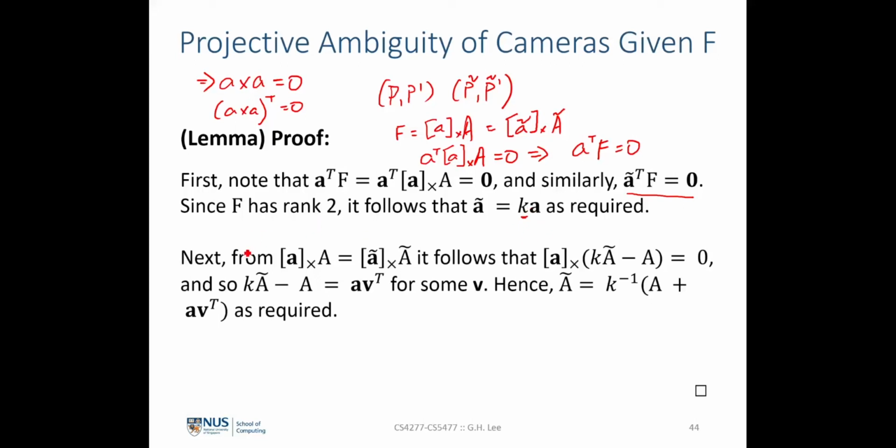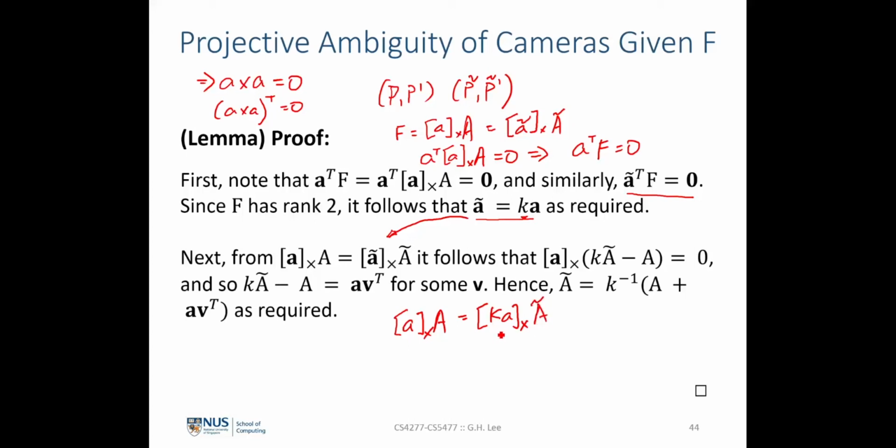Next, since the fundamental matrices obtained from the two pairs of camera matrices are equal, we can write this relation over here. And according to what we have proven earlier on, a tilde is equal to a non-zero scalar value k multiplied by a. We can substitute this relation into this equation. As a result, we will get a cross 3 by 3 matrix of A, and then here it's simply a scalar value multiplied by a cross product and multiplied by the 3 by 3 matrix of A tilde.